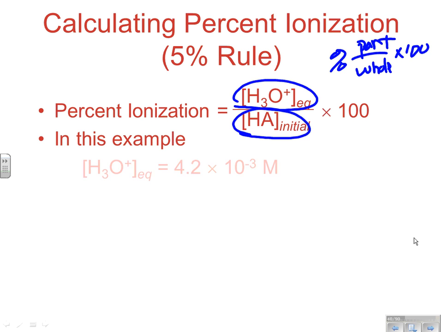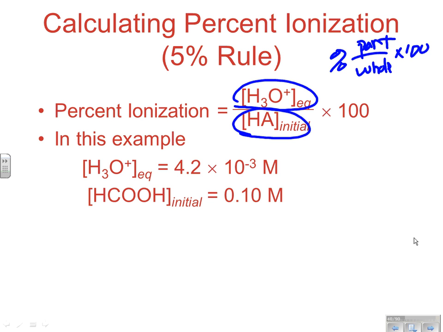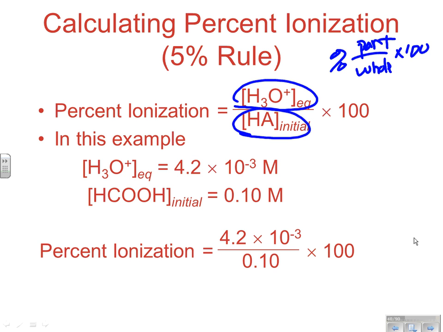So in the example we just looked at, remember H3O plus was 4.2 times 10 to the negative 3rd. Our initial concentration of the formic acid was 0.10 molar. So when we divide and multiply to 2 sig figs, we get 4.2%. Now remember, we ended up subtracting out a number that was so small it didn't make a difference in our initial concentration. And notice that was 4.2%. That's less than 5%. That's actually where this 5% rule comes in.